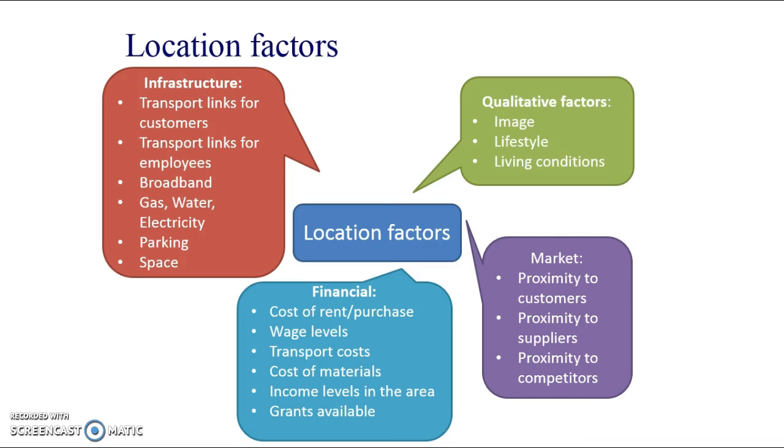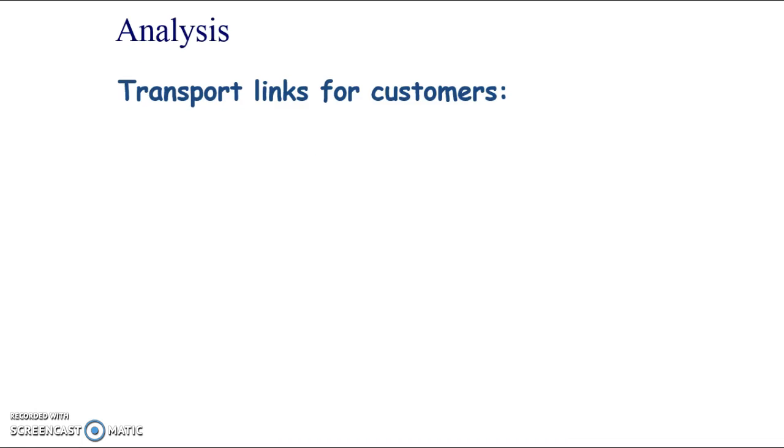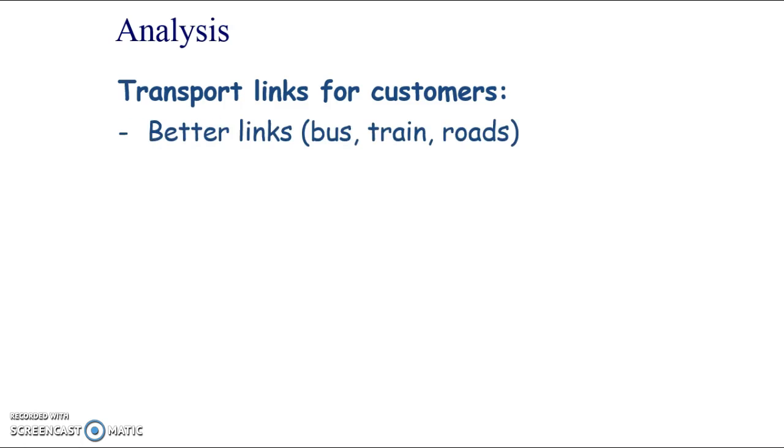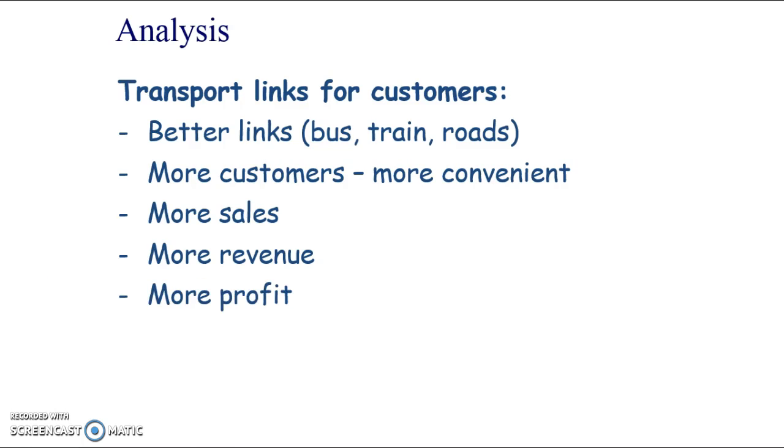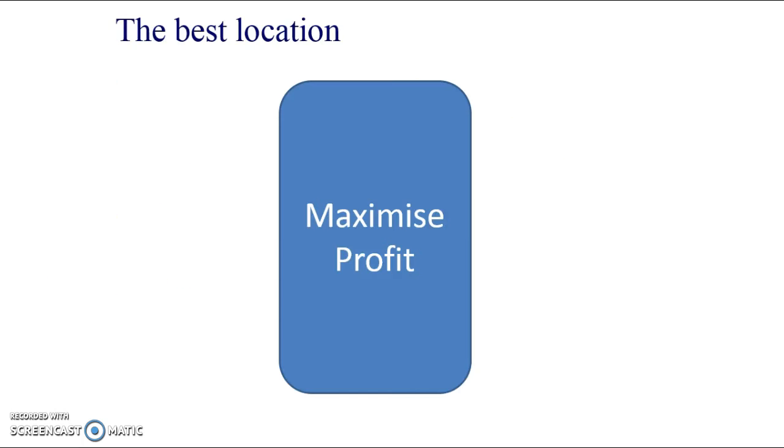So remember, when you're analysing these location factors, you need to be able to explain the link. So here I've chosen one, and I did this as well. This is the same slide from the Unit 1 presentation, but transport links for customers are important because if we have better links, and some examples there, it means it's more convenient for customers and we get more customers, more sales, more revenue. Hopefully this leads to more profit.